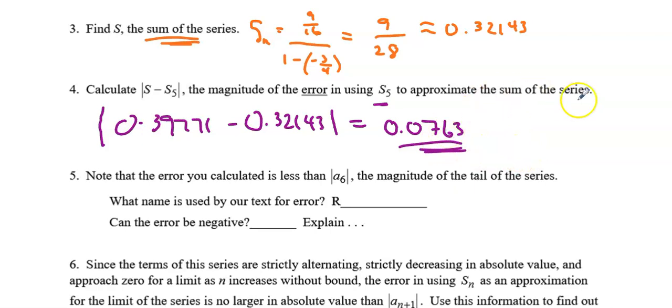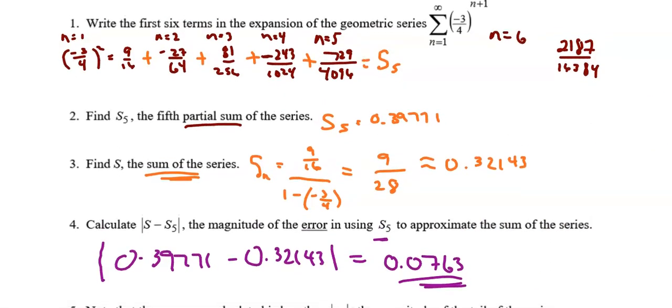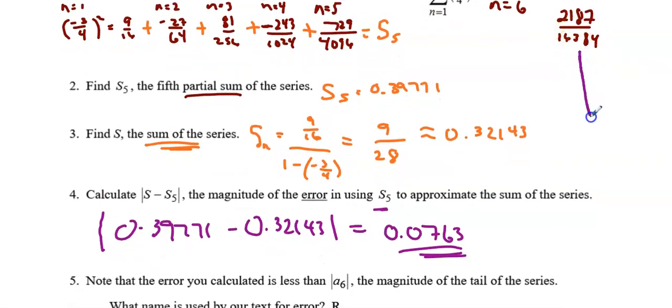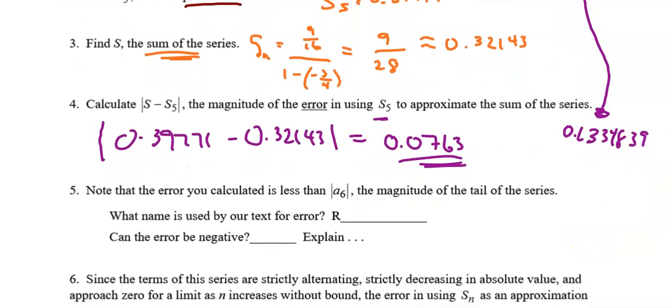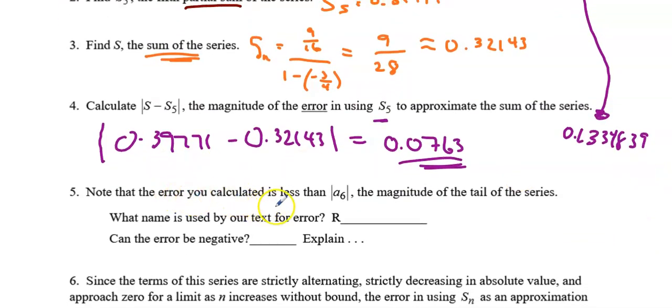All right, so that's the first thing. And the other thing I want to do really quickly is bring this down here, right? So this is our sixth term, and find what the decimal equivalent of that's going to be. So that's going to be 0.1334839. Okay, so that's going to be our decimal equivalent to the sixth term. So what we can now look at here is, notice that the error you calculated is actually less than the absolute value of a sub 6.